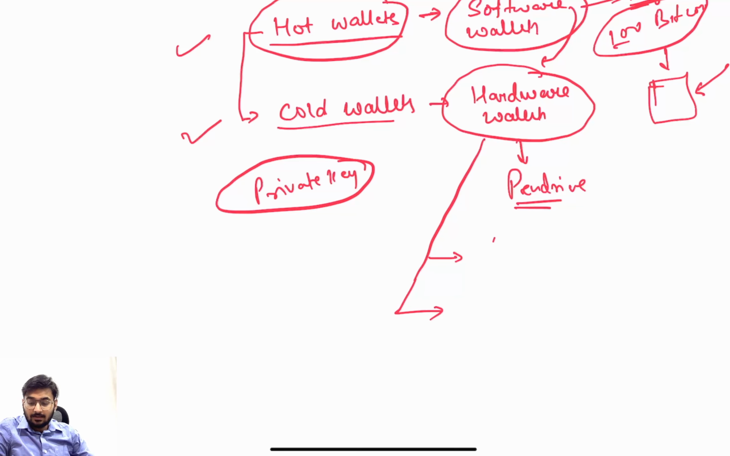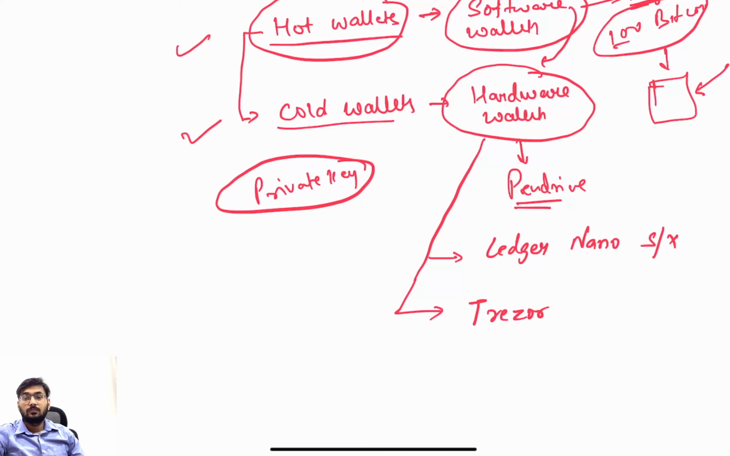Clear? We call this a Ledger Nano, S and X. These are the two versions, and then another example is Trezor. Clear? Now if you ask me which one to use, if you are a small trader, then the software wallet is good. But if you are a large trader, then you should go with the hardware wallets.